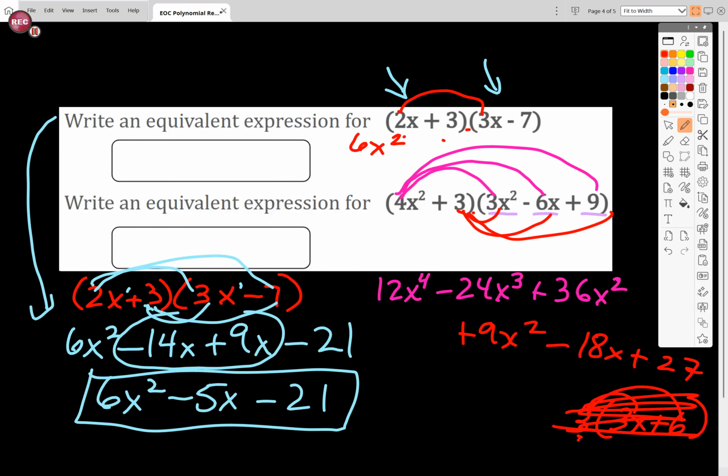Now combine like terms. The front term, 12x to the 4th, has no like term to combine with it. The next term also doesn't have a like term to combine. But you do have 2 x squared terms. Put those together and you get 45. And then the constant at the end, well, minus 6x comes down, nothing with it.